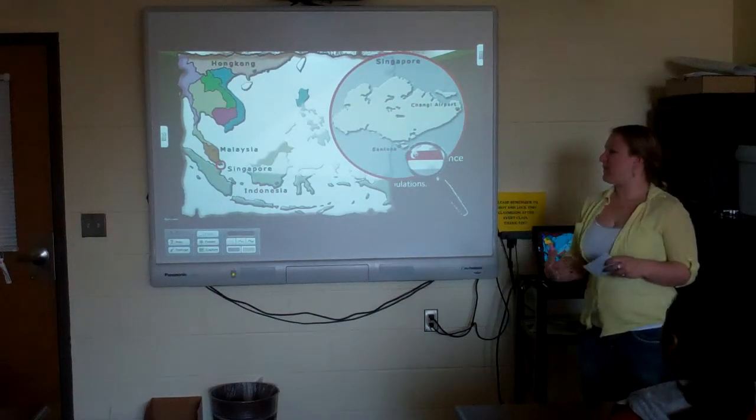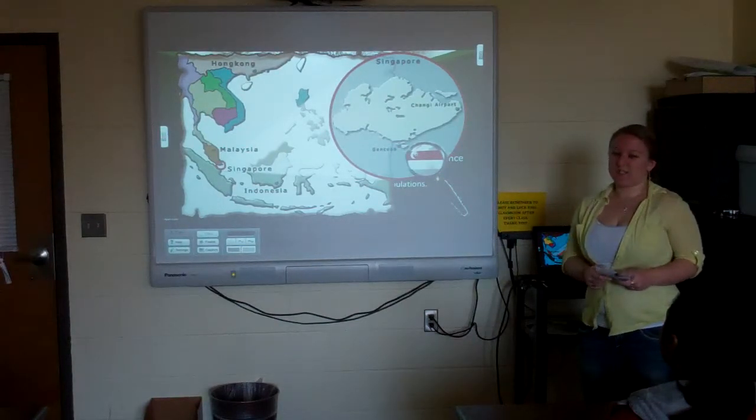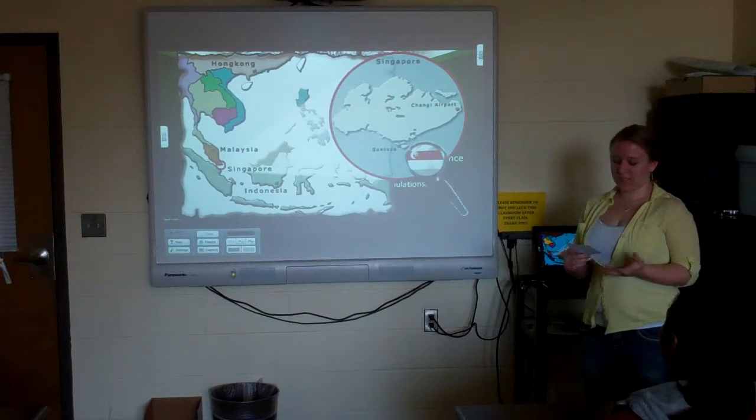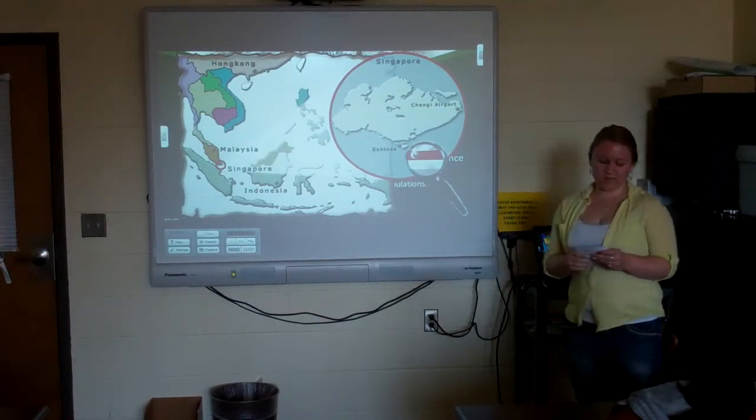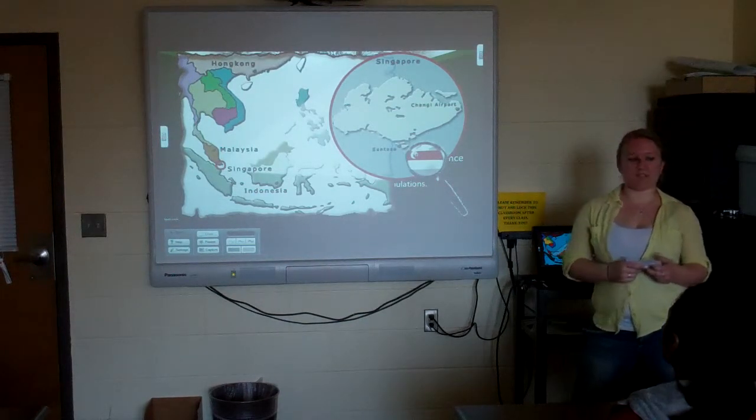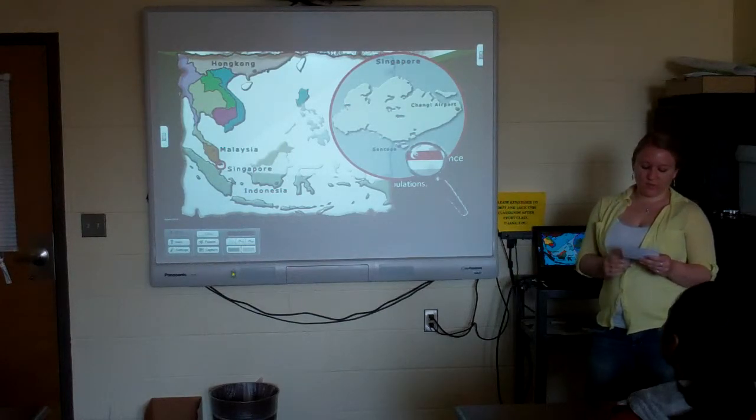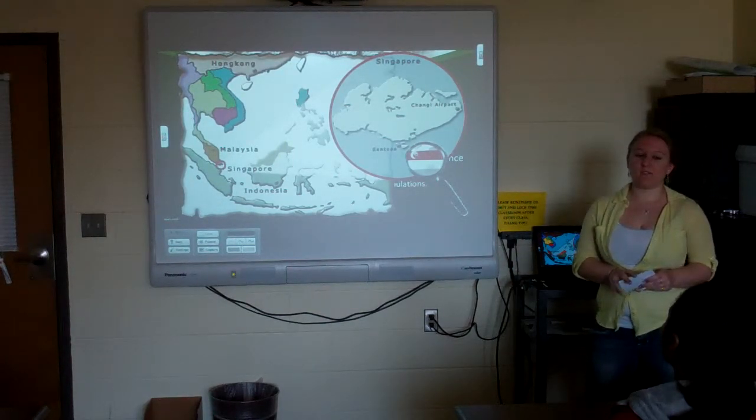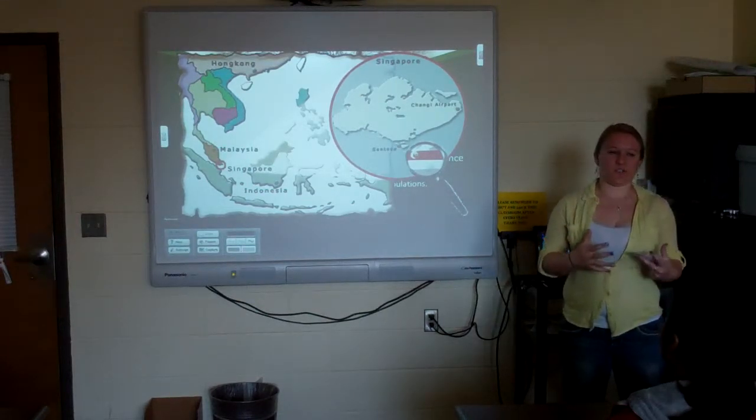And then just to make this a little bit more realistic to you guys, Singapore is only 277 square miles total. And so if you cut that down to 25%, that leaves 69 square miles of forested area. And I'm sure most of you have been to the Richmond area before. Richmond itself is only 62 square miles. So the total forest area of Singapore is only slightly larger than Richmond.